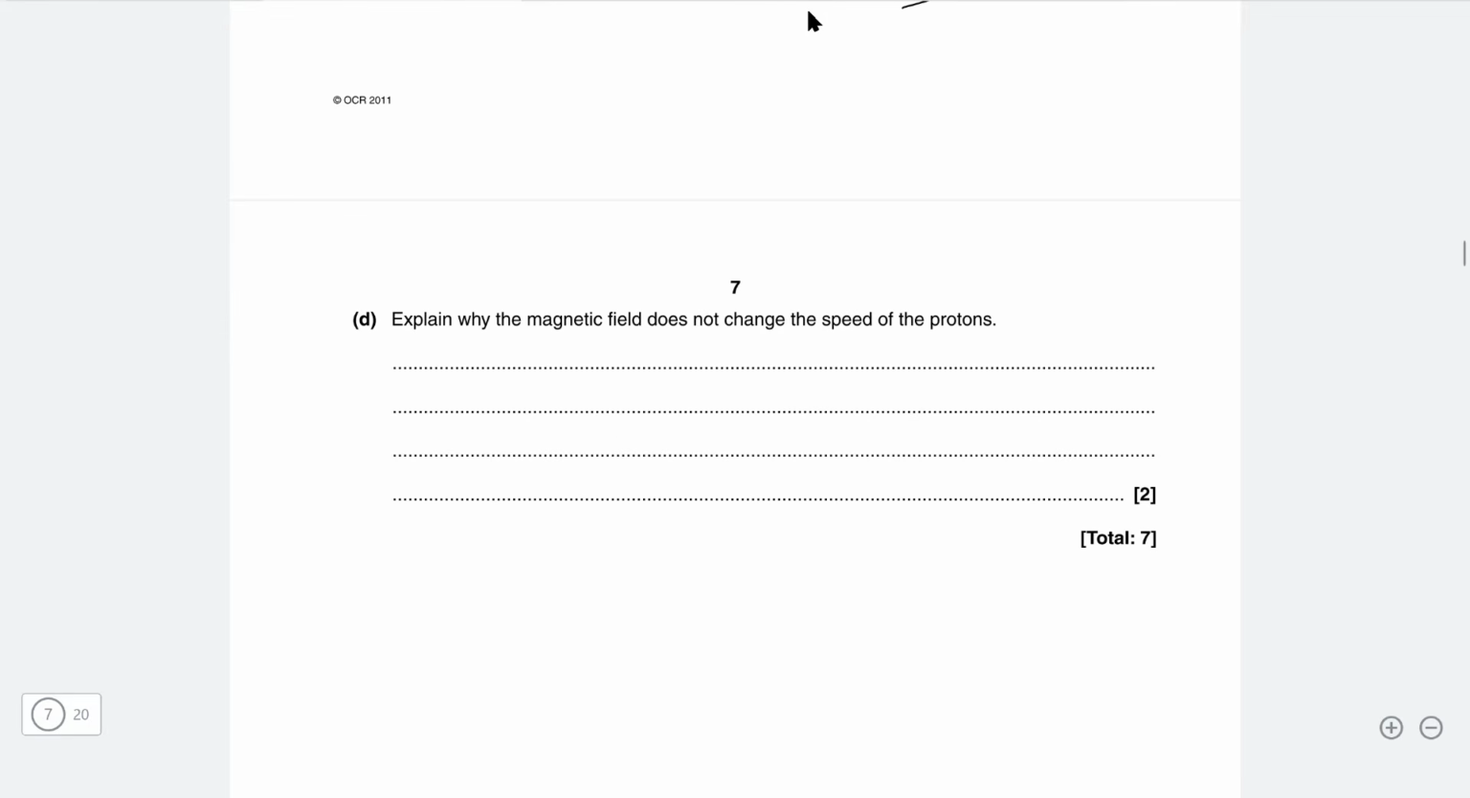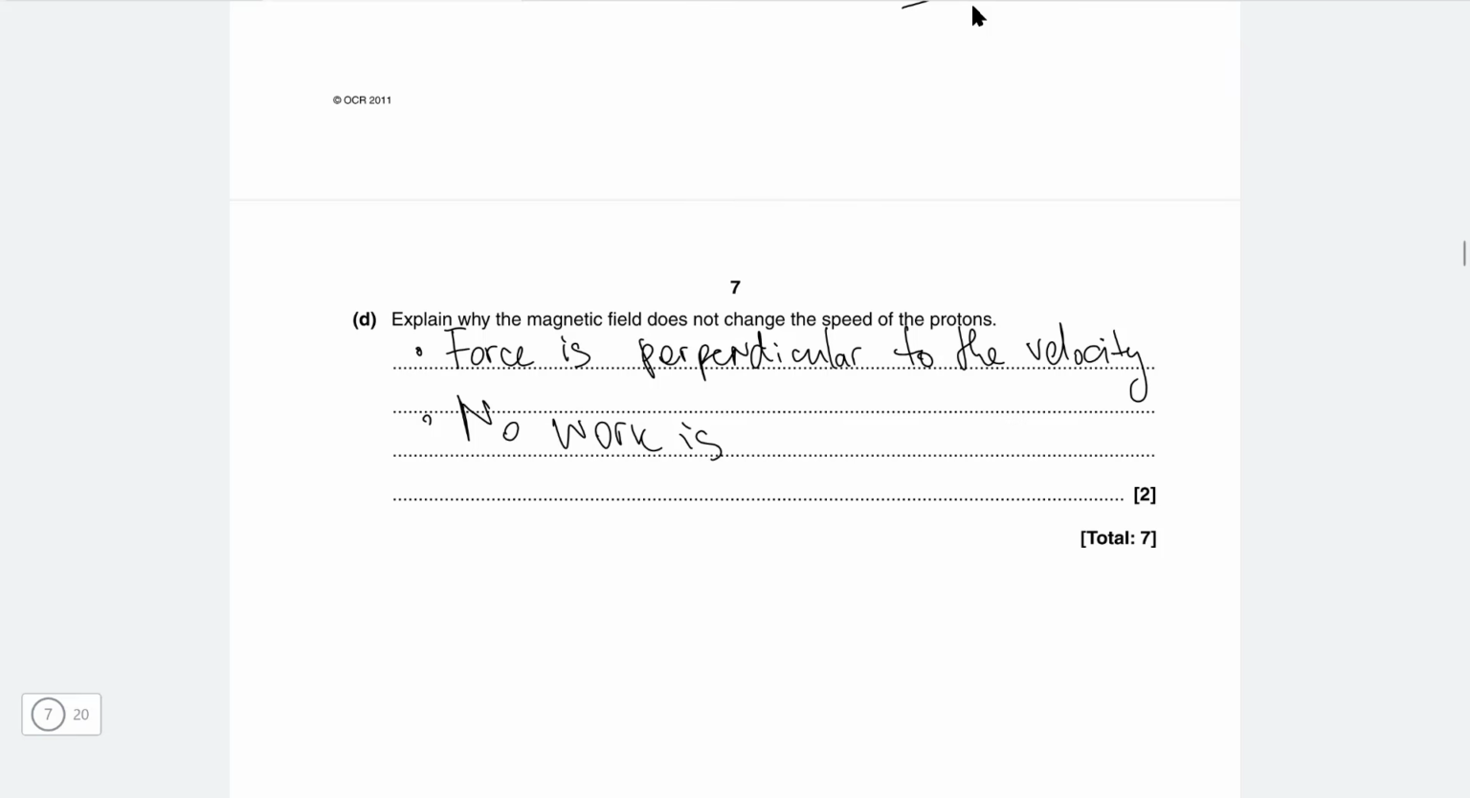Part D, explain why the magnetic field does not change the speed of the protons. This one here is a classic question. So the force is perpendicular to the velocity. We could also write displacement rather than velocity. Therefore, no work is done, and hence the speed doesn't change.